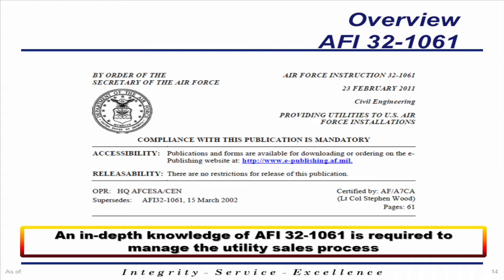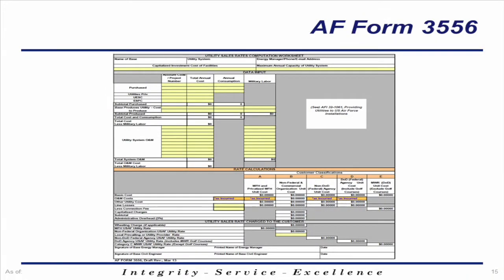Here is an overview of the Air Force Instruction 32-1061, which is providing utilities to U.S. Air Force installations. This is both an educational and a reference tool. If you get it, print it, read it, mark it up, and keep it handy. This will provide you with the background information and the reference information you need to calculate your utility sales rates.